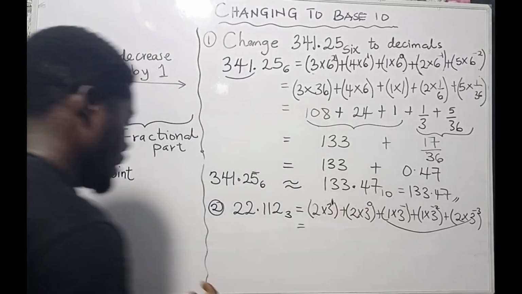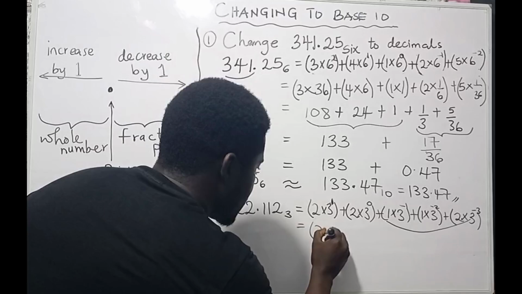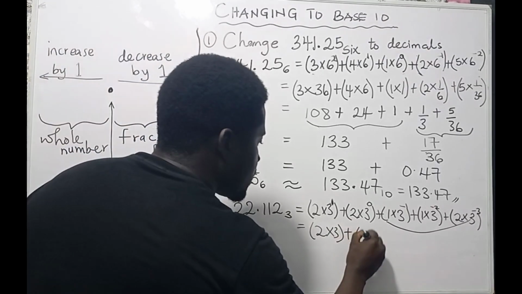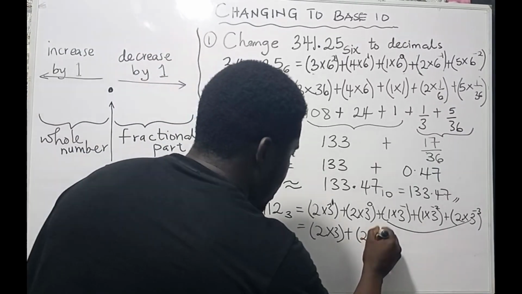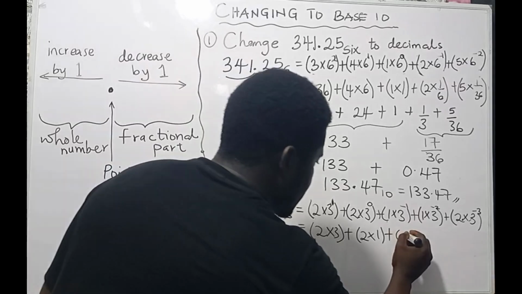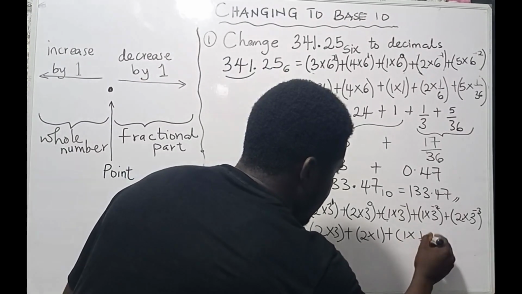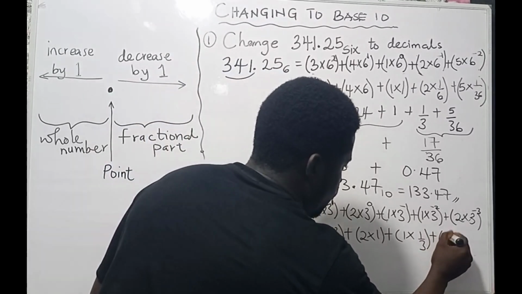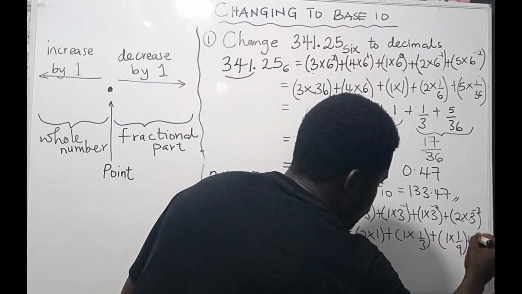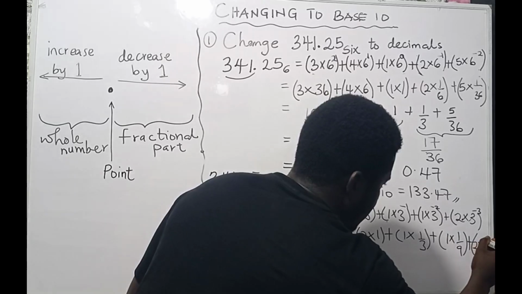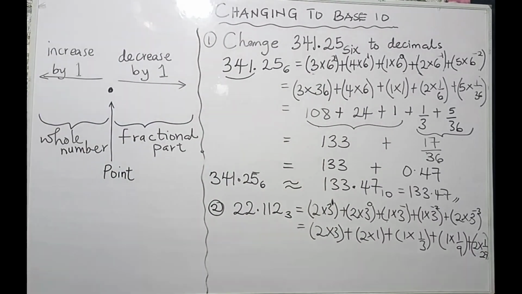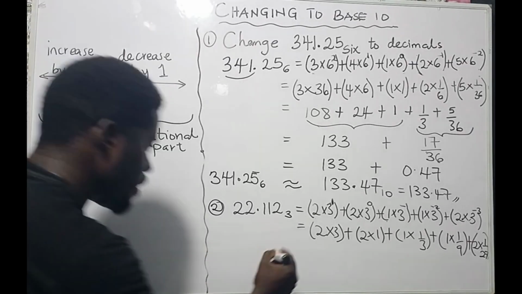Let me clean this so I can economize space. This is the same as 2 times 3 raised to the power 1, which is 3, plus 2 times 3 raised to the power 0, which is 1, plus 1 times 1 over 3, plus 1 times 1 over 3 raised to the power 2, which is 9, plus 2 times 1 over 27, that is 3 raised to the power 3. I should have used the space, but no problem. Let's come here.